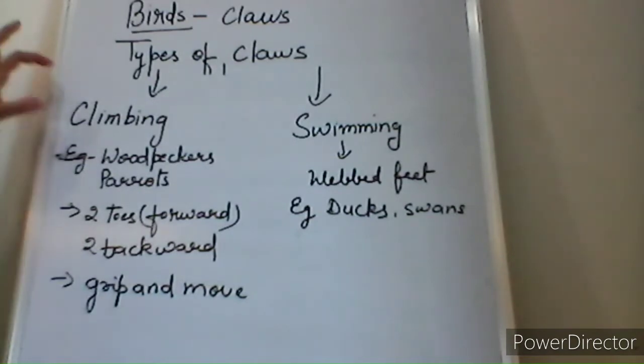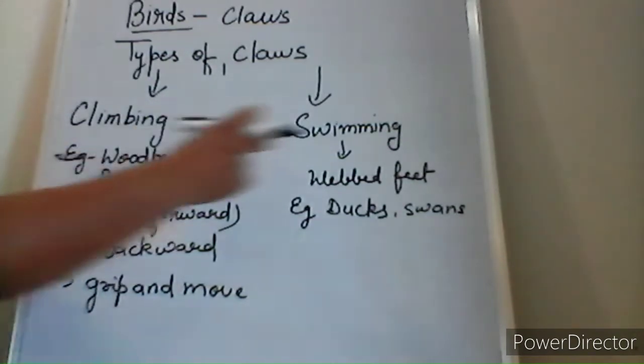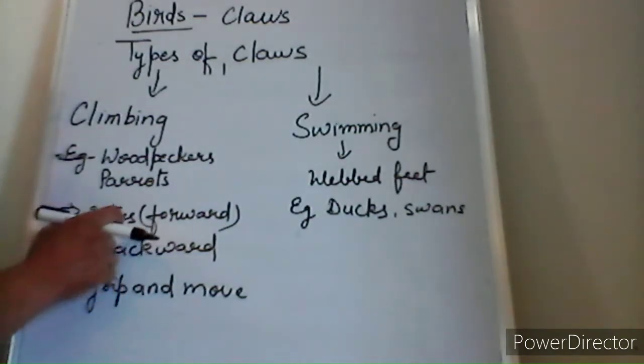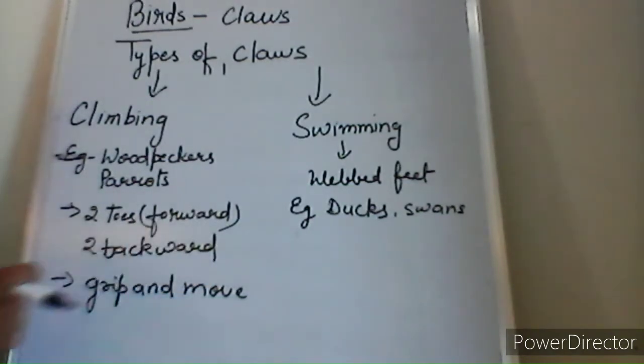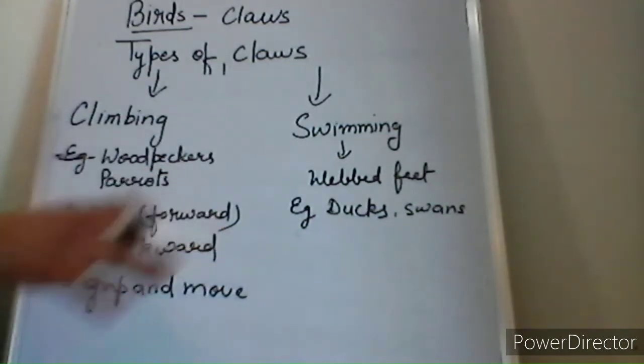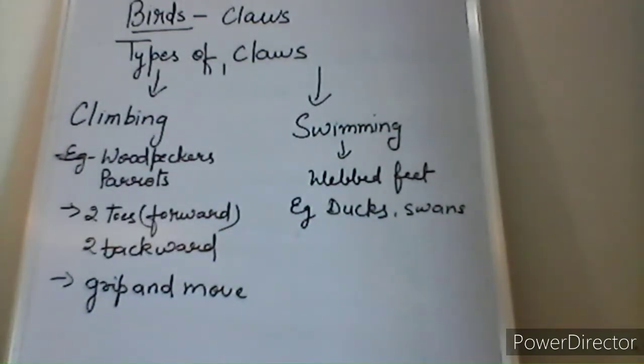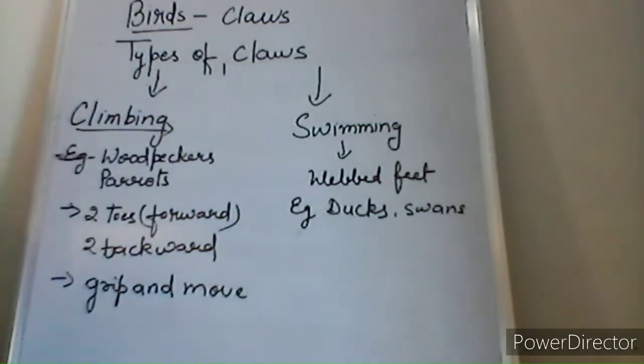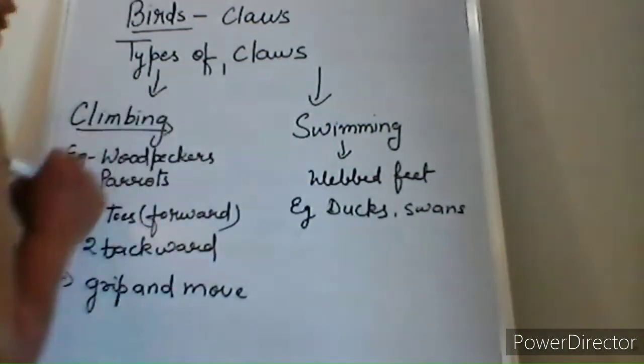Now, next is about climbing birds and then swimming birds. Climbing birds, for example woodpeckers and parrots. They have 2 toes forward and 2 at the back side. The toes help them to grip and move up, down and sideways on tree trunks without falling backward. So climbing birds have 2 toes forward and 2 backward, which helps to grip and move.